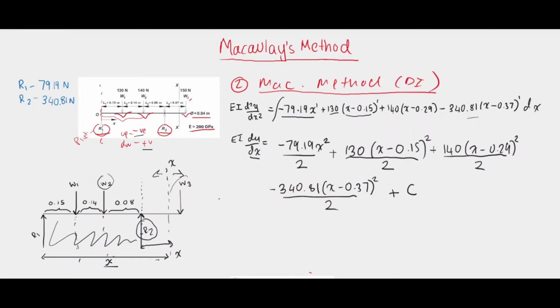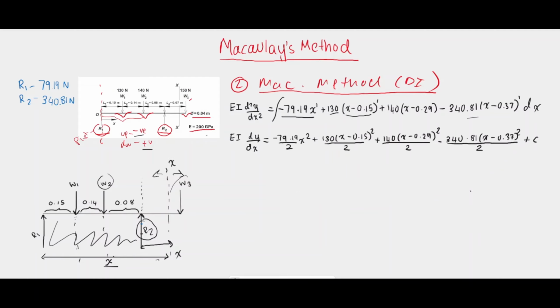So now that we have the first order of integration done, we can integrate it the second time. I've rewritten this on the top, and we're going to integrate this again. So EI times y, which is the deflection, is equal to minus 79.19 divided by, so now in this we're going to do it the same way. So it's going to be x to the power of 2, so 2 plus 1 is 3, divided by 3.